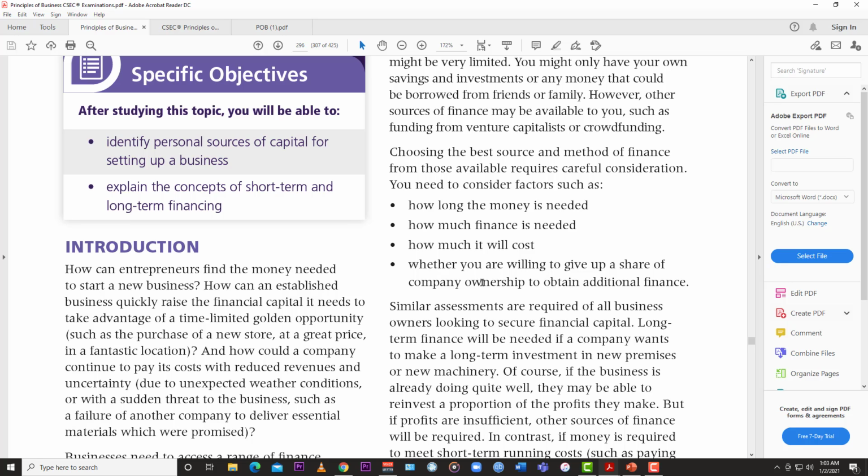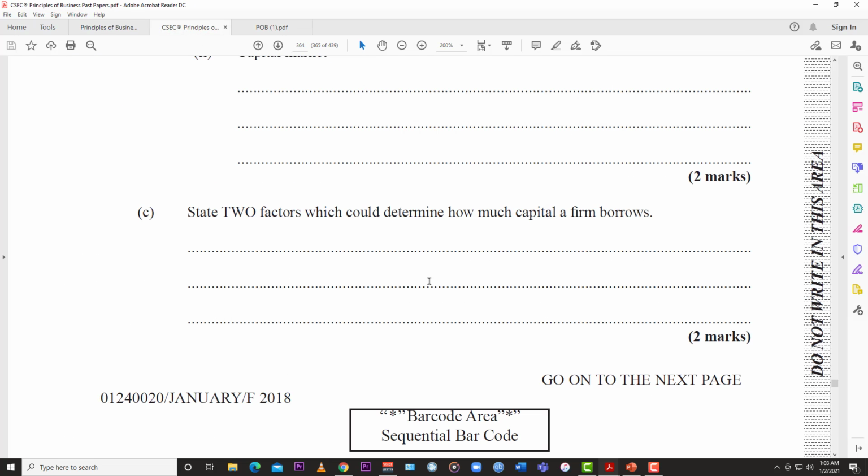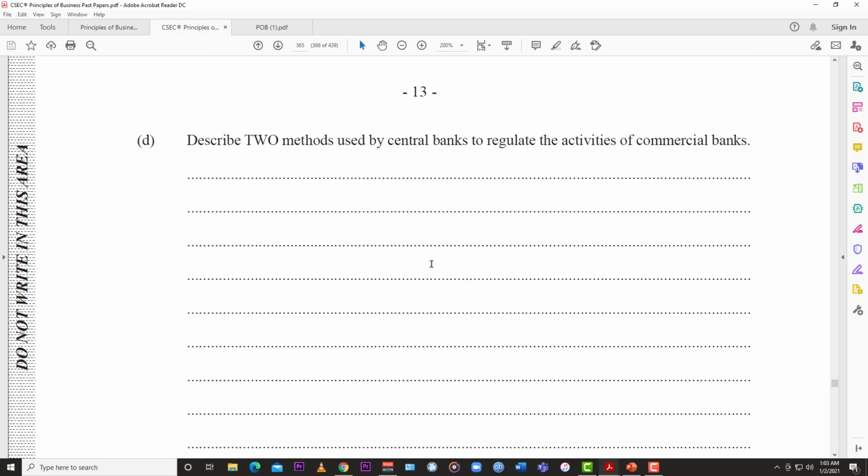But the two main things to focus on here are the cost of borrowing and how long the money is needed for. If the cost of borrowing is low, you borrow more. If it is high, you borrow less. If you need money for a long term, then you borrow more. If you need money for a short-term quick turnaround, then you borrow less. So all those are reasons that you can use to say how much a firm might borrow. All right, so that's C.